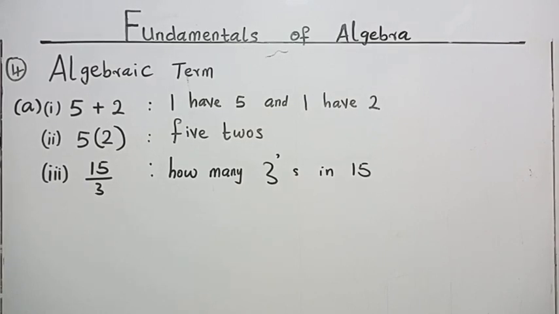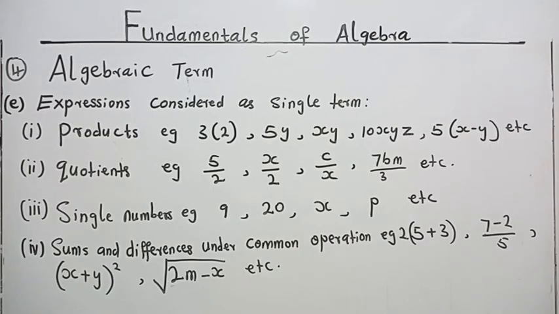Let me now outline some general number expressions and operations that are considered as terms. Please watch out. All right, here we have expressions considered as a single term. That is, expressions which, when we see them, are to be considered as one term. All products of all kinds are considered as terms. 3 times 2 is a product and is considered one term.